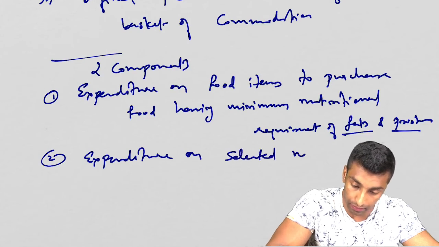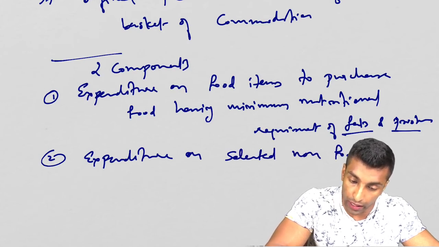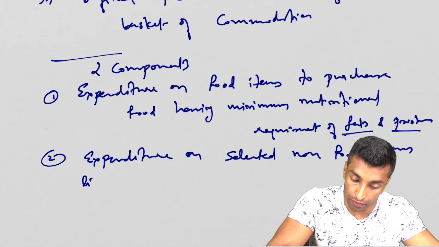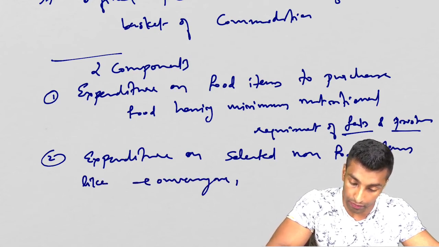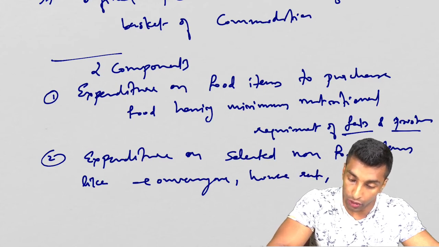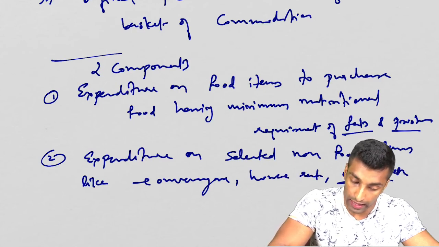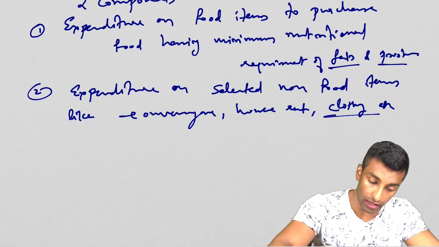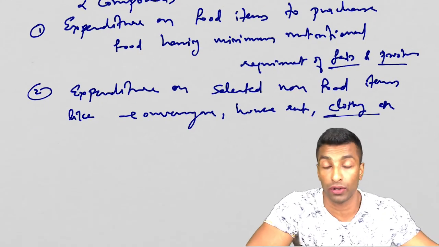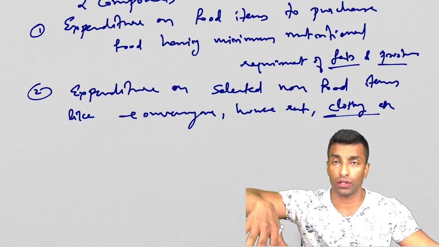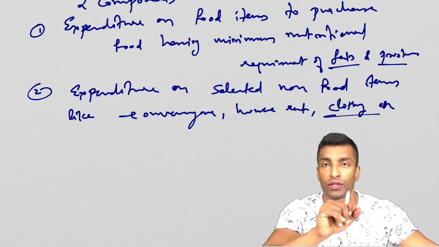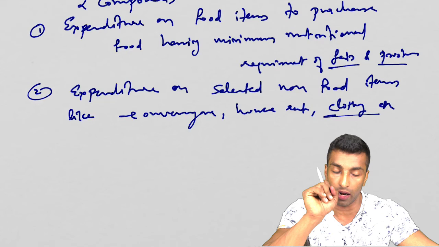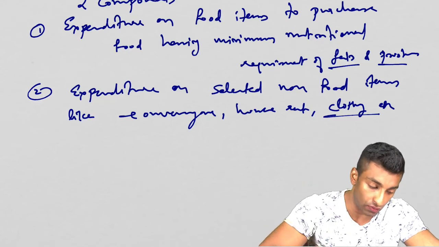So second one, expenditure on selected non-food items like conveyance, house rent, clothing, etc. Okay, and it was fixed on the expenditure of median household on these items. So you take the households, lowest households, and median household expenditure is what actually taken. You already understood why median is taken, why not mean. So here also median expenditure is what taken.